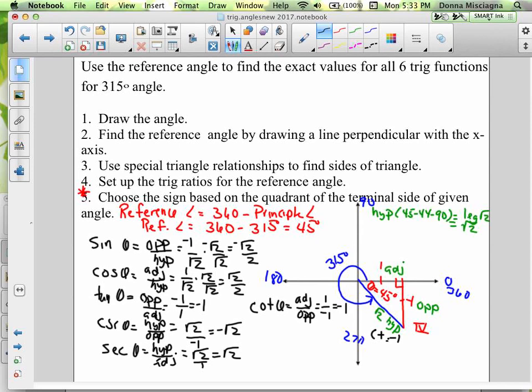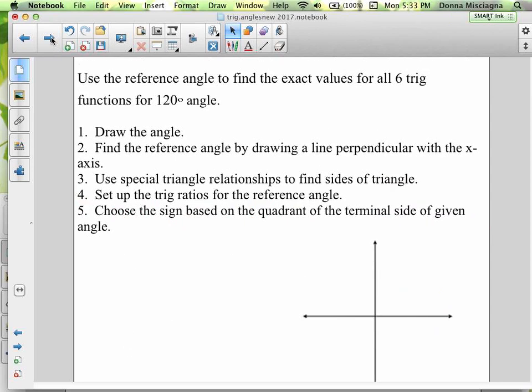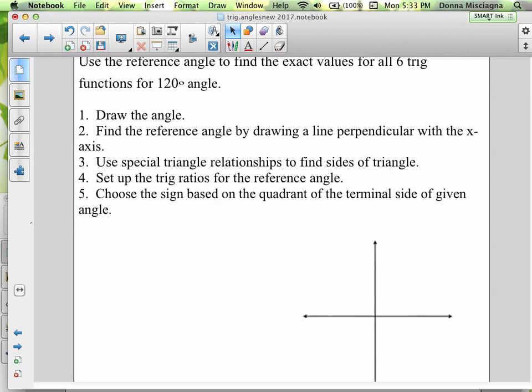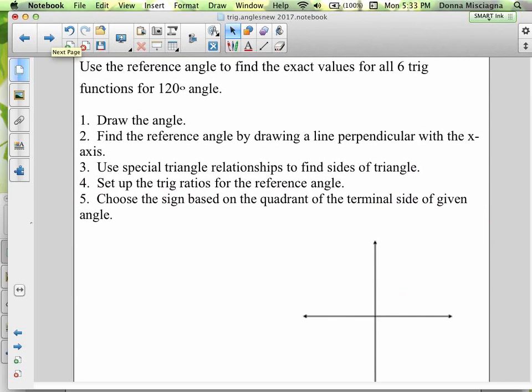All right? And then we're going to do the same 5 steps, 2 more times. Let's do 2 more examples. And now that I've gone over it, I can probably go over it just a tad faster. And all 3 of these are going to be in your notes. So here we're going to use the reference triangle to find the exact values for all 6 trig functions for a 120-degree angle. You're taking all the things you've learned and putting it together to evaluate angles. And that's going to be a key skill as we're moving forwards.